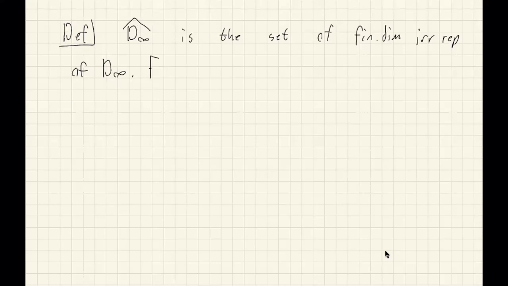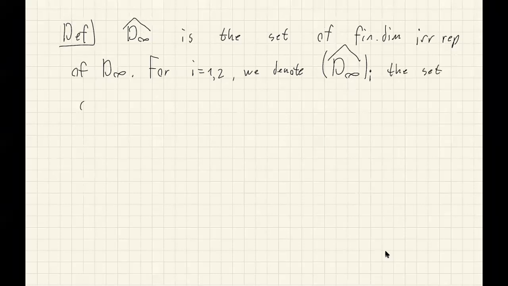And for i equals either 1 or 2, we also denote by hat with the index i the set of representations with dimension i. Yes, so we split our set into two parts, and it's actually also a common thing in classical non-commutative geometry, if we can say it like that.